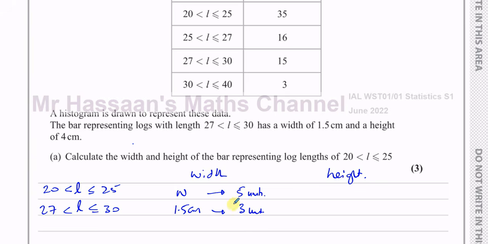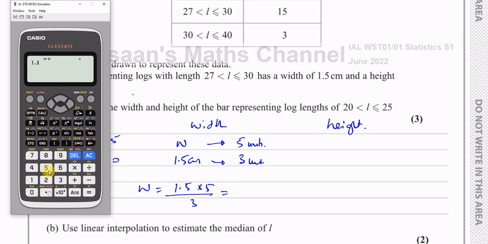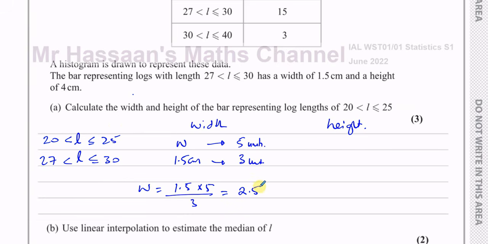So this is proportional. So we can find what W is quite easily by using cross multiplication. We can say 1.5 times 5 over 3, and that will give us our answer. So you have 1.5 multiplied by 5 divided by 3, and that gives us 5 over 2, which is 2.5 centimeters. And that makes sense. This is going to be larger than that by that ratio.